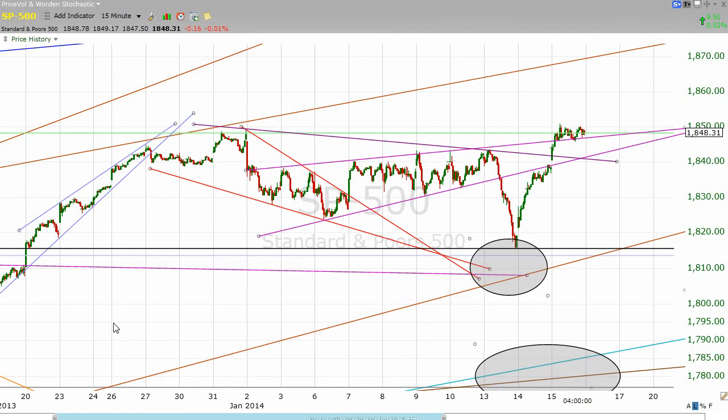Let's see if we get upwards momentum, or if maybe, like I said, there's a possibility this could be kind of a double top. But it's not looking so much like that to me, to be honest with you.